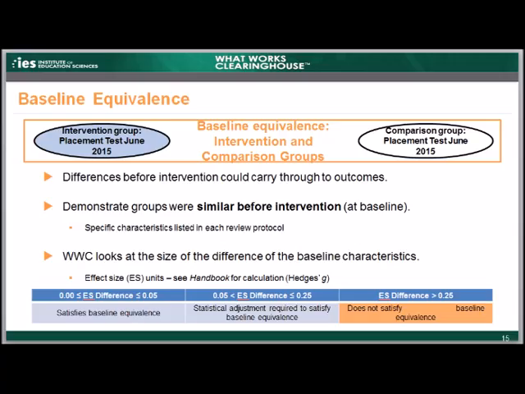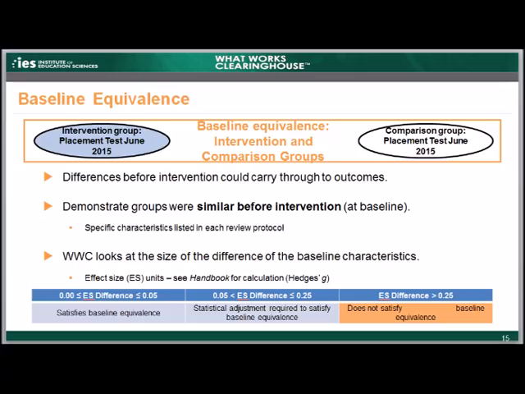The middle column indicates what happens when groups have moderately sized differences, which we define as a difference between 0.05 and less than or equal to 0.25 standard deviations on the pretest measure. In this case, a study may meet standards if and only if the study authors control for these differences using an approved statistical technique. The approved techniques are described in the handbook.